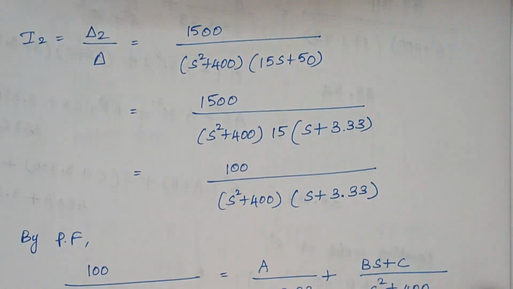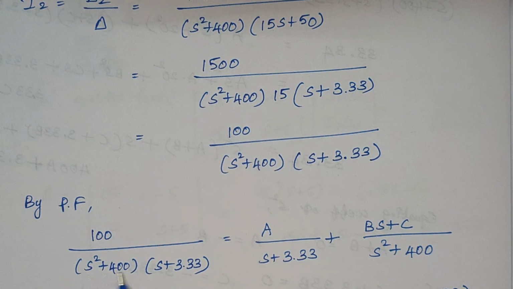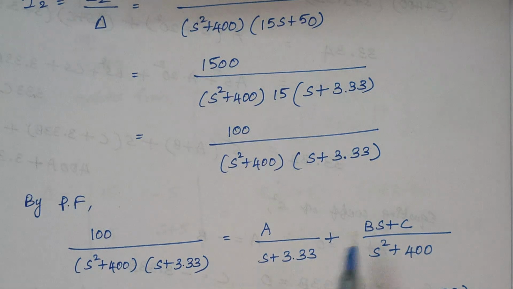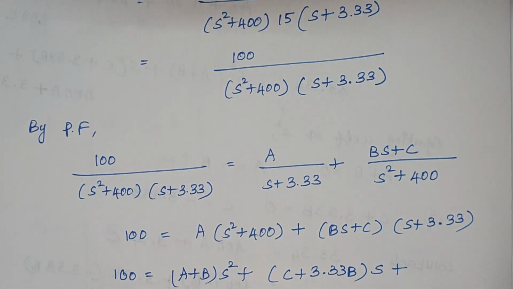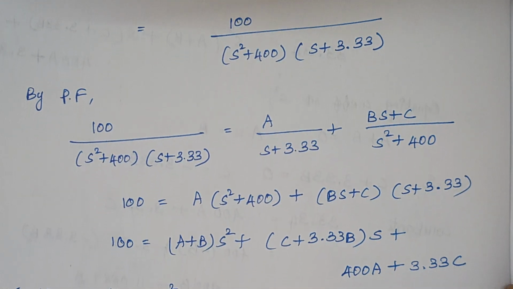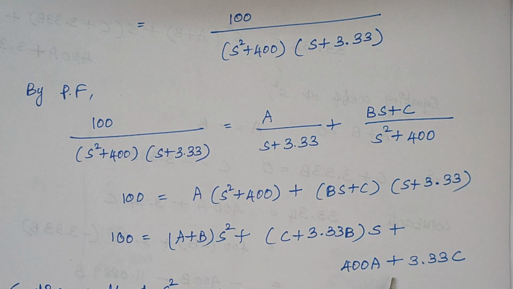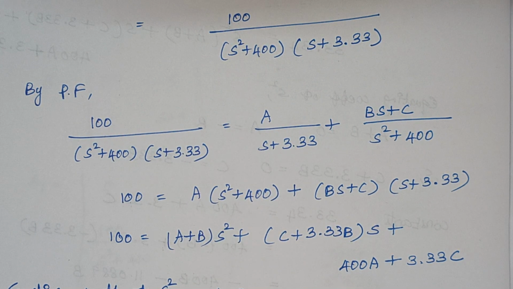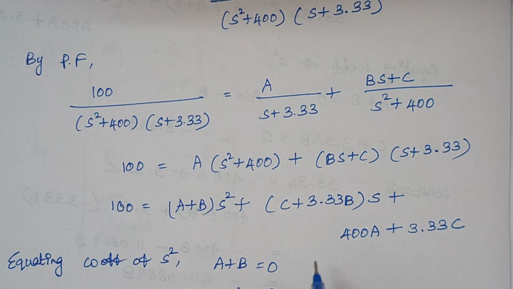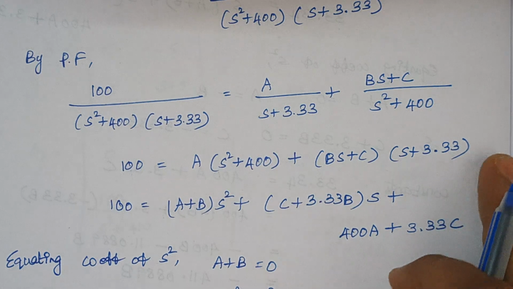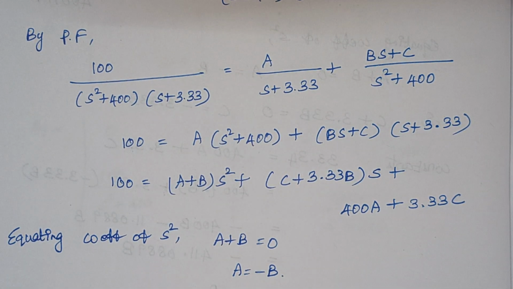Again we have to apply partial fraction the same way. Since here we are having a quadratic equation, we have to write this as Bs plus C. Right. Just take LCM. After taking LCM, right, this is our expression. Now again we have to equate the coefficient of s square, s, and finally constant. So when you equate the coefficient of s square, here there is no s square term, so it is 0. So A plus B is equal to 0, therefore A is equal to minus B, or B is equal to minus A, both are same.